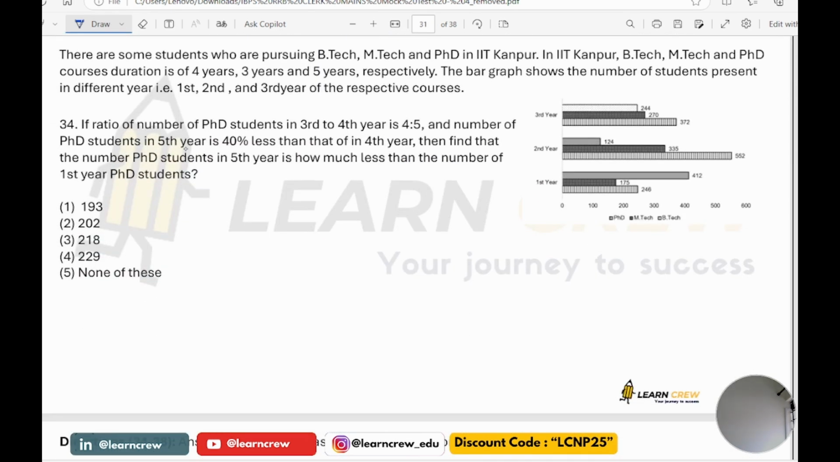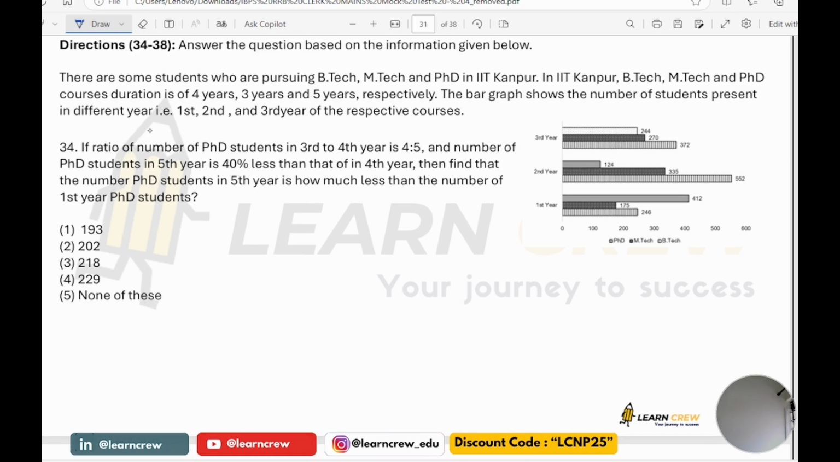Next, one more data is there. There are some students who are pursuing BTech, MTech and PhD in IIT Kanpur. In IIT Kanpur, BTech, MTech and PhD courses duration are 4, 3 and 5 years respectively. The bar graph shows number of students present in different years, first, second and third years respectively. The ratio of number of PhD students in third to fourth year is 4:5.